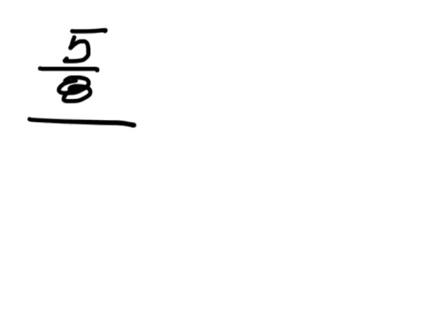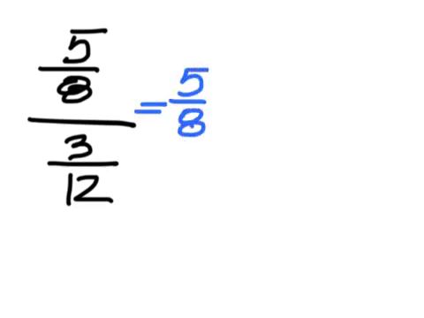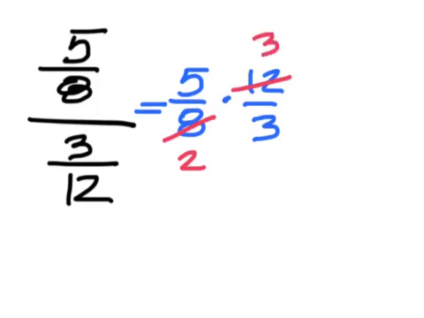Give me the answer. You don't have to bring it up, but just say what you think the answer is when you get it. This one is 5/8 divided by 3/12. You multiply 5/8 by not 3/12, but 12/3. 4 comes out of that twice, and out of this 3 times.